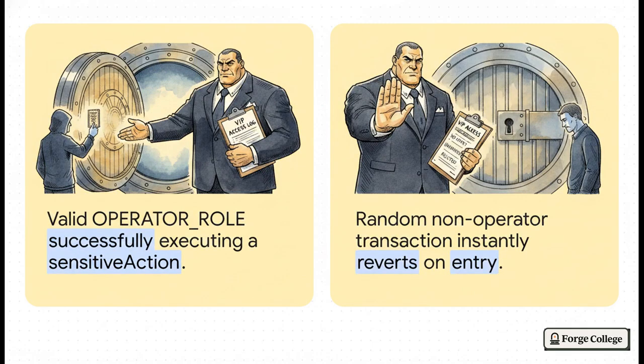Next up, we test our AccessControl bouncer. For our pass scenario, a smooth entry. A user holding the valid operator role executes a sensitive action, and the contract processes it perfectly. For our fail scenario, a random non-operator tries to call that exact same sensitive action, and the transaction reverts instantly. The bouncer checks the clipboard, sees you don't have the operator role, and kicks the transaction right out. Our defenses are holding strong exactly as designed.